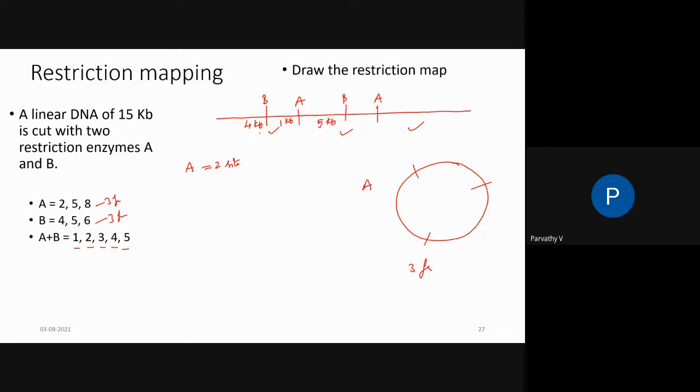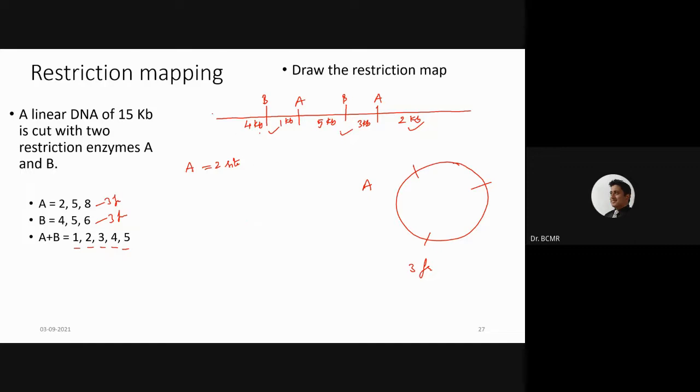5 kb, then 3 kb A. 3 kb A, we are left with two more kb. 2 kb. Okay, that's good. Thank you. Do we all agree on this or are there variations to what you got? If not, we will assume this is the correct one.